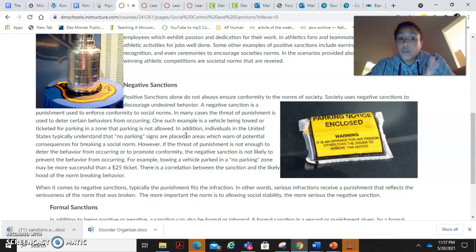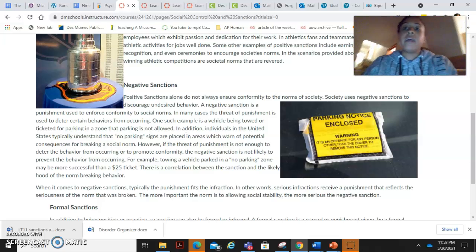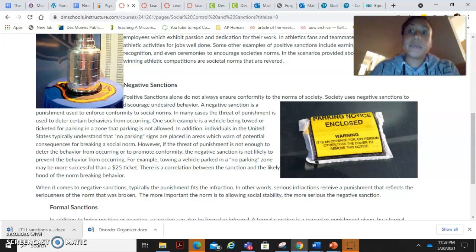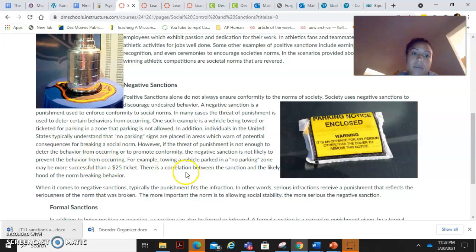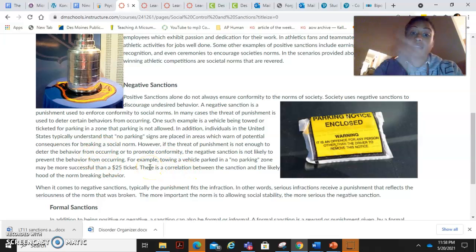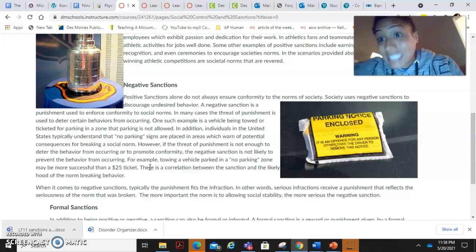For example, towing a vehicle parked in a no parking zone may be more successful than a $25 ticket because it's just the hassle of having to go get your car out, making sure you have all of the paperwork to get your car out, getting a ride down there, having to listen to the person who's driving down there nag at you for how negligent it is to park in the parking spot. All of that is just so, right? You're just like, I'm never going to do that again. Therefore, there is a correlation between the sanction and the likelihood of the norm-breaking behavior happening again, right? So if it's really bad, you're just not going to do it again. I learned my lesson. Okay?